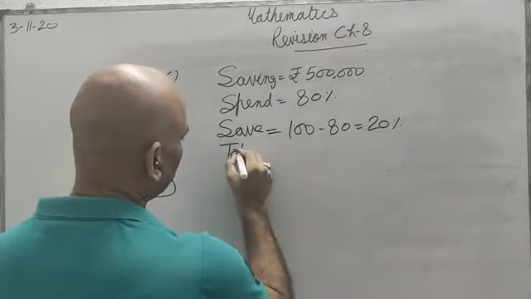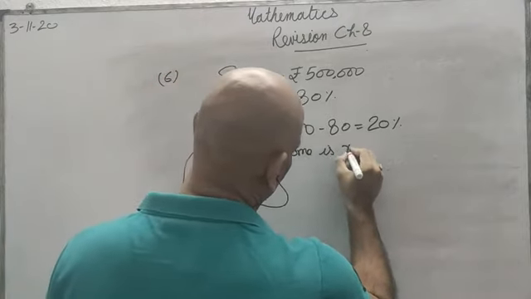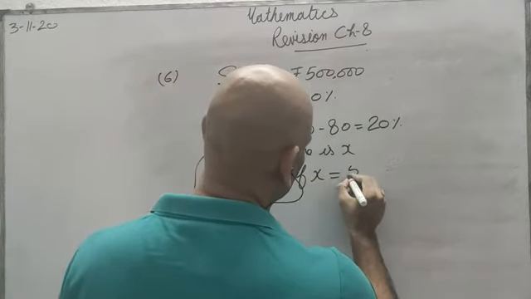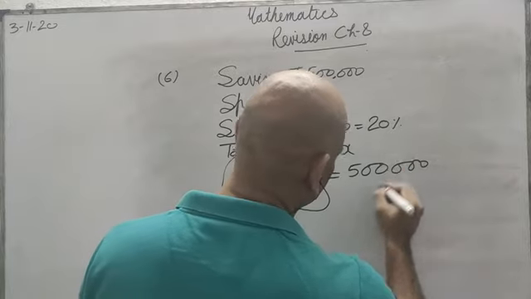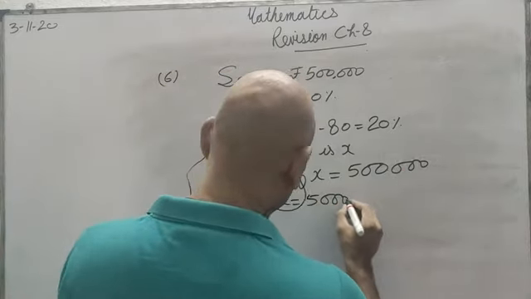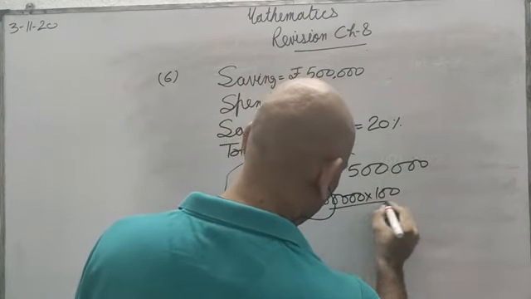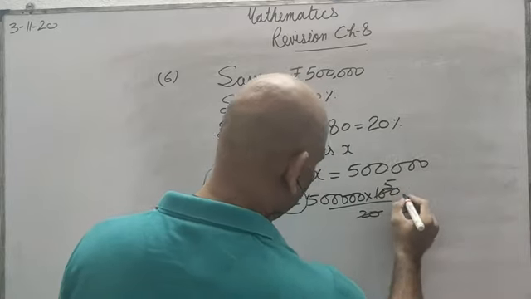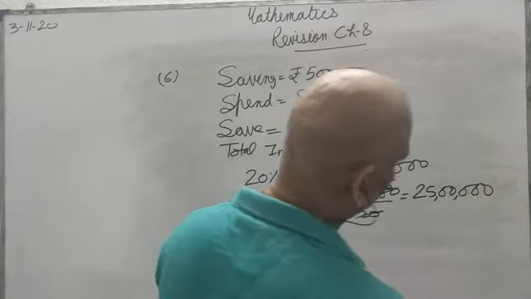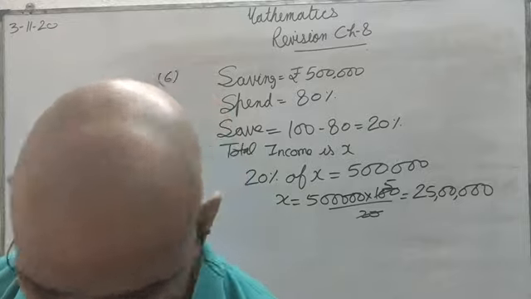And if the total income is X, so 20% of X is equal to 5 lakh. So X is equal to 5 lakh into 100 upon 20. 5s are 25. So his annual income is 25 lakhs. So this way we will solve. These are the solutions of this question.